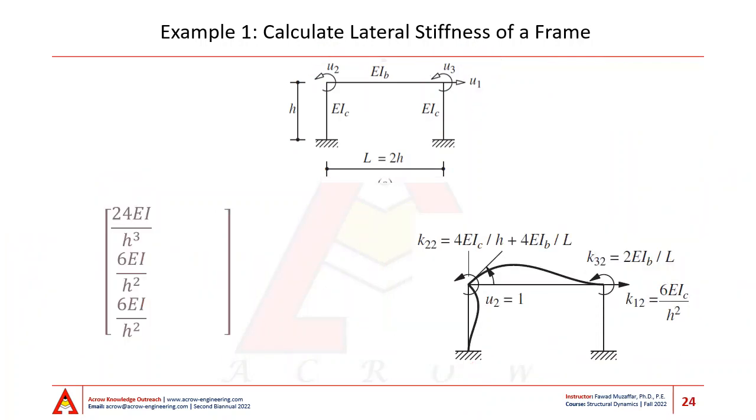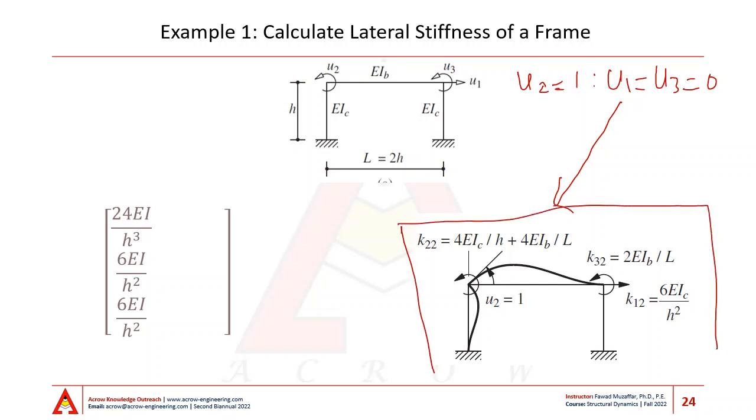Having filled the first column, we can now start working towards filling up the second column. To fill up the second column, our second degree of freedom, u2, is equal to 1, and our u1 is equal to u3 is equal to 0. If I impose this deformed shape on my frame element, I'll have the shape that is shown on this figure. For u2 equal to 1, which means a single radian rotation in the counterclockwise direction on the top left node, I'll have to rotate my column by 1 radian in the anticlockwise direction, and I'll also have to rotate my beam in the same direction.